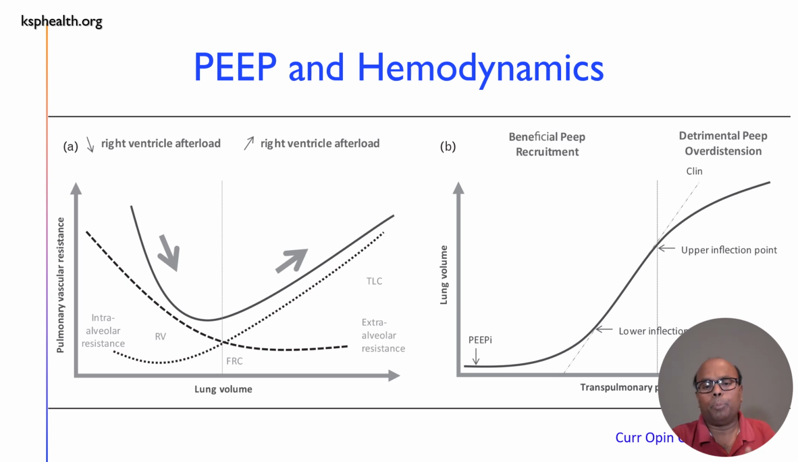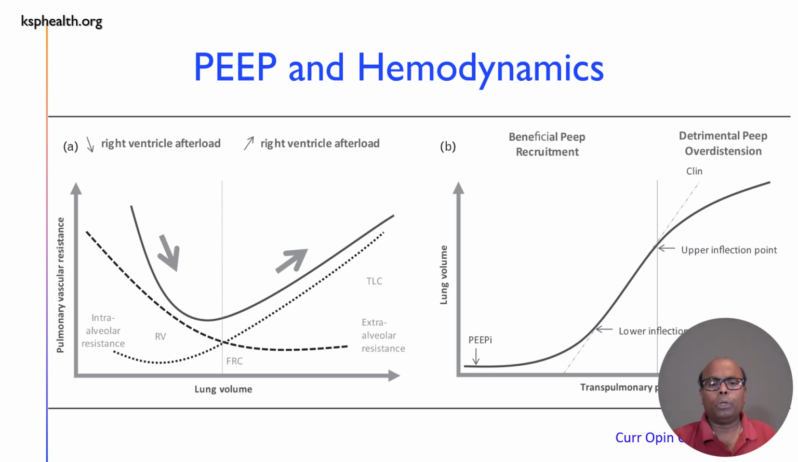So what is the optimal PEEP? Because PEEP is necessary but has side effects, what is the optimal PEEP? The PEEP should be between the lower inflection point and the upper inflection point in the pressure-volume curve. It should not exceed the upper inflection point. If it exceeds, what happens? It increases the right ventricular afterload and associated pulmonary hypertension, and so on and so forth.